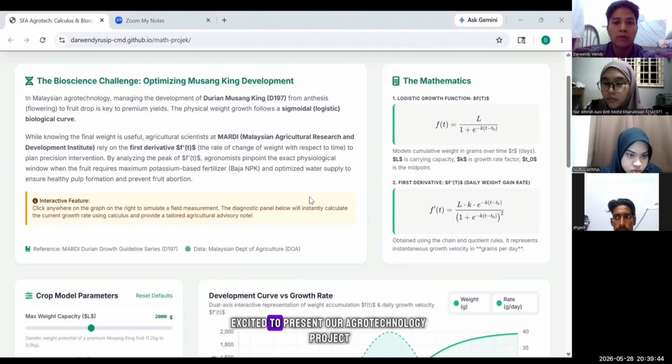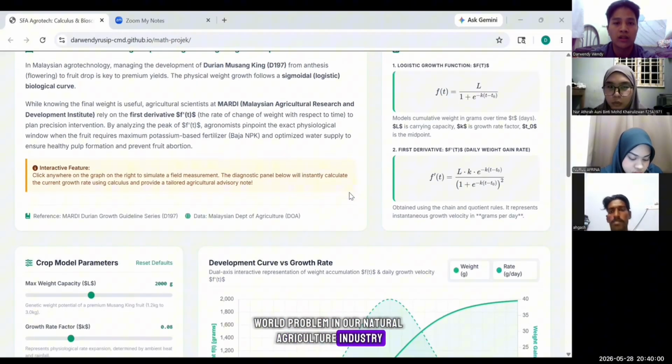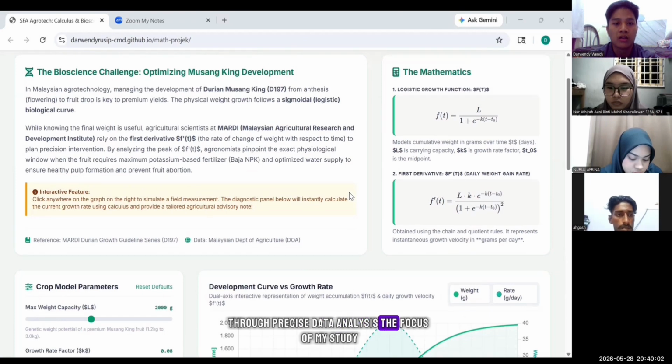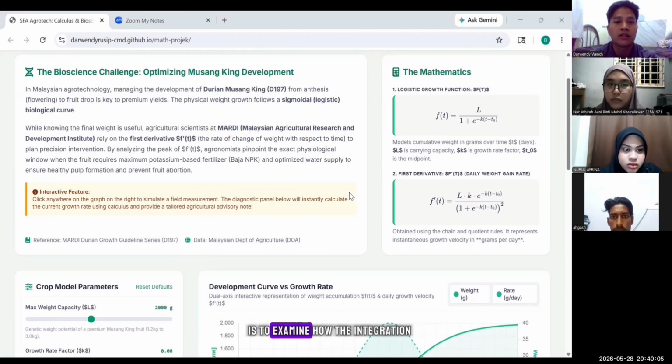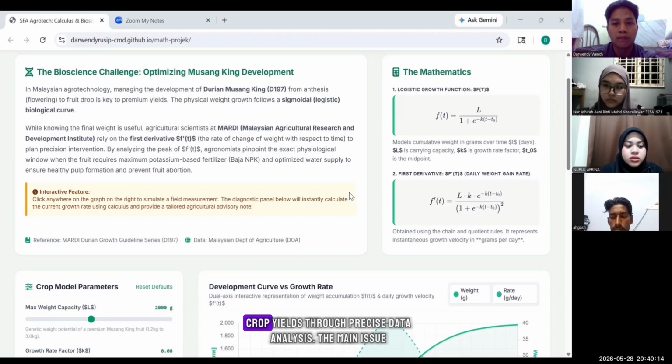Today I am excited to present our agri-technology project entitled Calculus in Malaysian Agriculture, optimizing the development of Musang King D197 durian. This project demonstrates how calculus can solve real-world problems in our natural agriculture industry through precise data analysis. The focus of my study is to examine how the integration of modern mathematics can advance the local agriculture sector, especially in helping farms improve crop yields through precise data analysis.